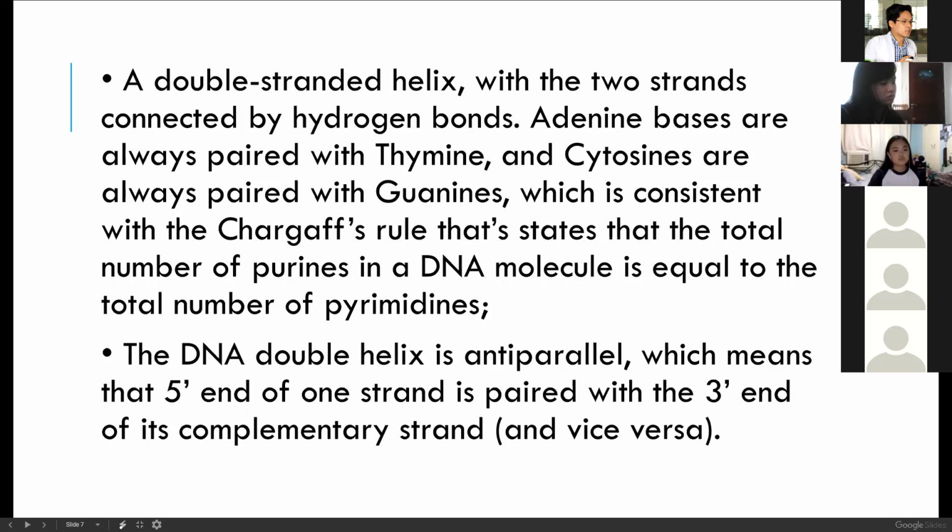Adenine bases are always paired with thymine. Please take note. I think you're done with this in your grade 9. The complementary bases, grade 10. We haven't tackled it. Sorry. So, it's fine, sir.